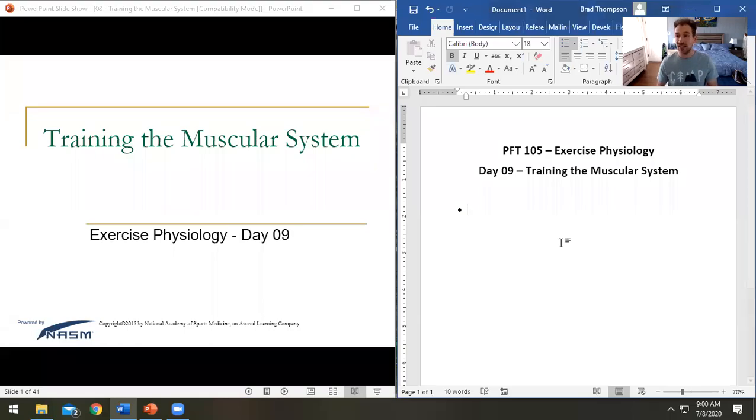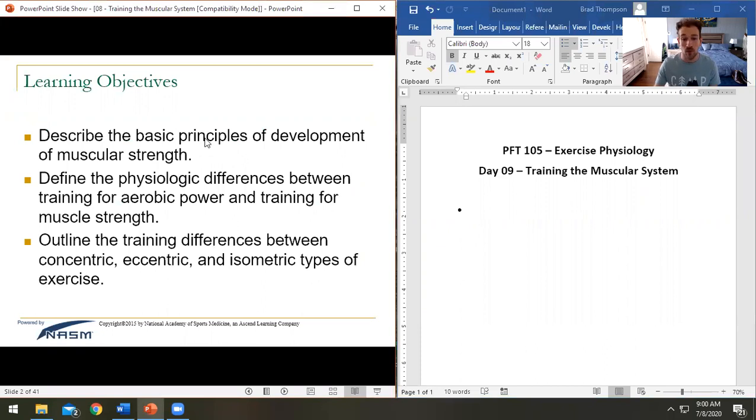Okay, so today we're looking at training the muscular system. We're going to look at all parts of that when it comes to training it. Obviously, there's the strength training portion of it, which is probably what popped into your head immediately. But we're also going to talk about how to train for flexibility, which is a big part of training this whole system. So we want to understand the concept of developing strength and power.